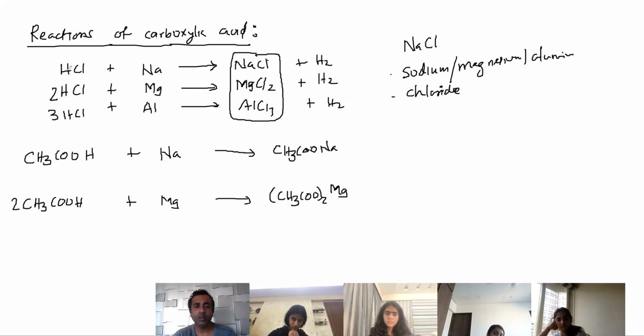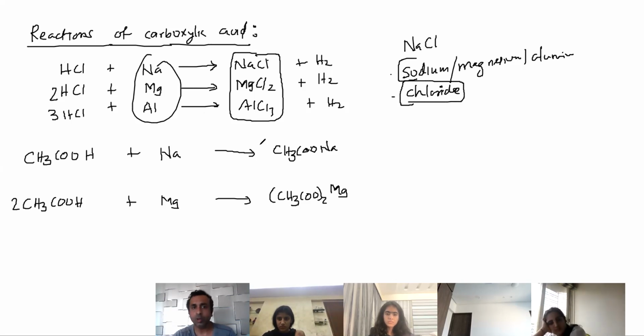Why is it chloride? Because when HCl splits, it forms hydrogen ions and chloride ions. So this depends on which acid it is, the basic name of the anion. The second word depends on which acid it is. The first word depends on which metal you use here. The first word of the salt's name depends on that, and the second word depends on which acid it is.